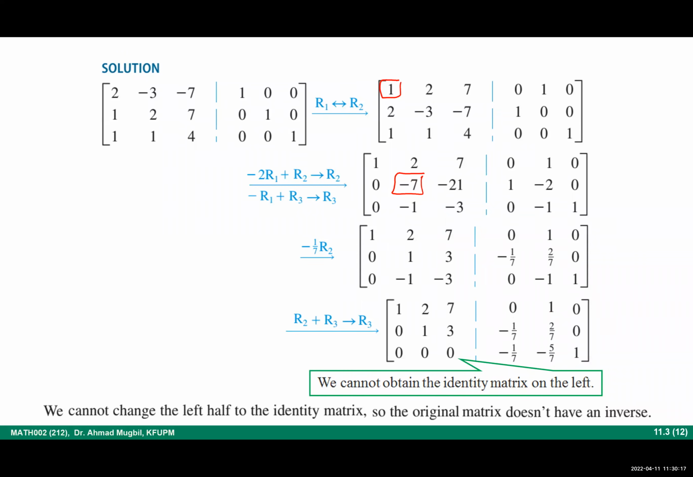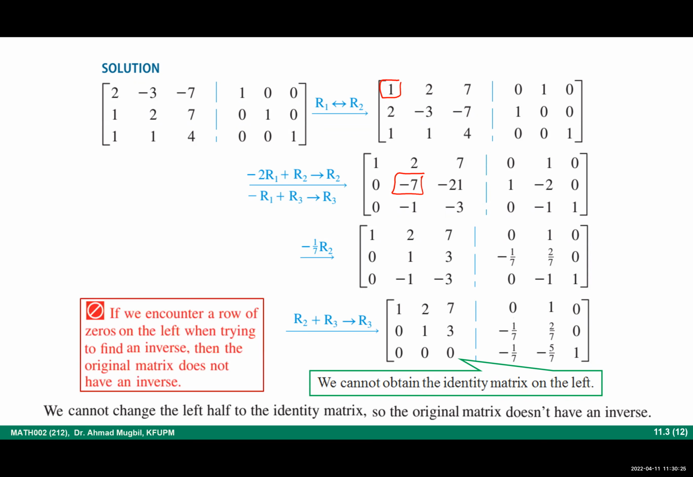In this case, we cannot change the left half to the identity matrix, so the original matrix does not have an inverse. In general, if we encounter a row of zeros on the left when we try to find the inverse, then the original matrix does not have an inverse. And as I told you, inshallah, in section 11.3, we will have a very nice criterion for the invertibility of a matrix. It is about the determinant. If the determinant is 0, the matrix is not invertible. It has no inverse.